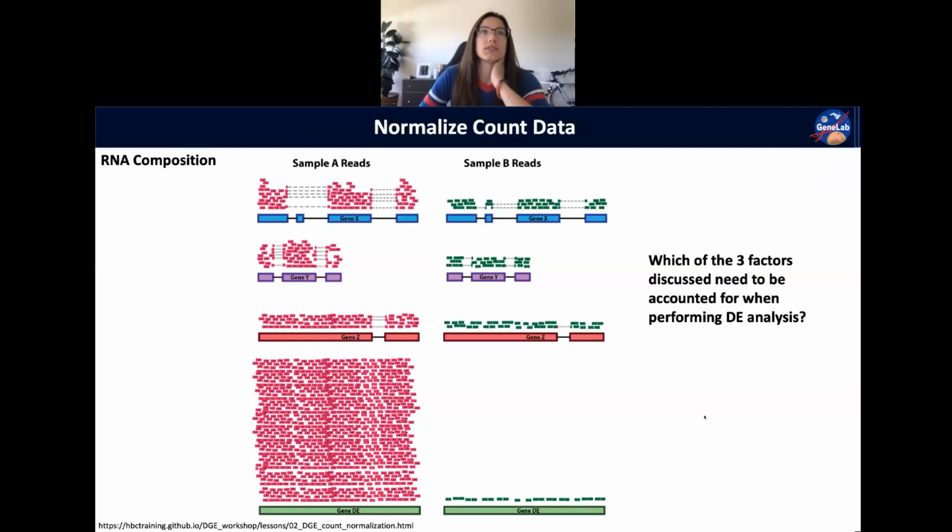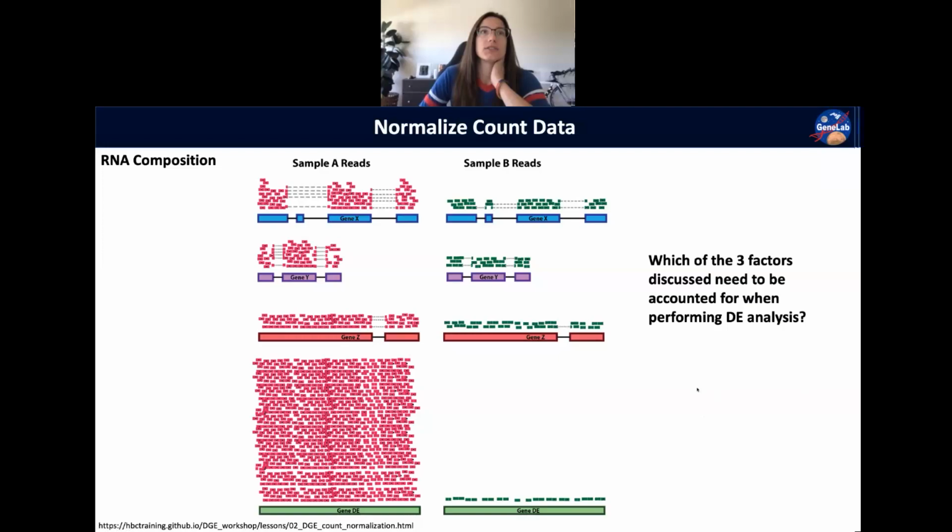Questions first about those three types of normalizations and why we have to do them? Makes sense? Awesome. Yeah, pictures really help. Okay.